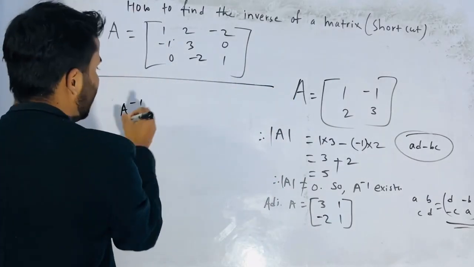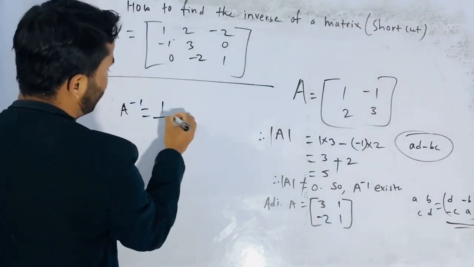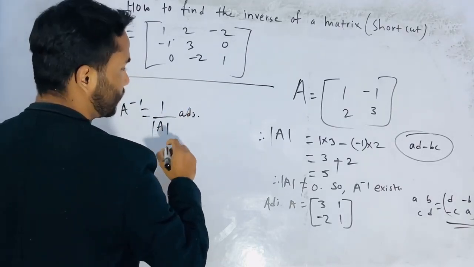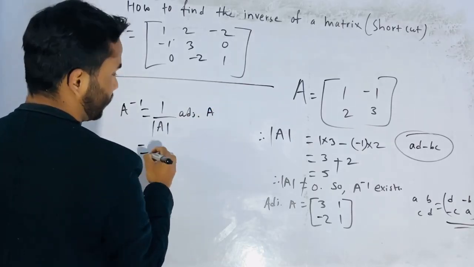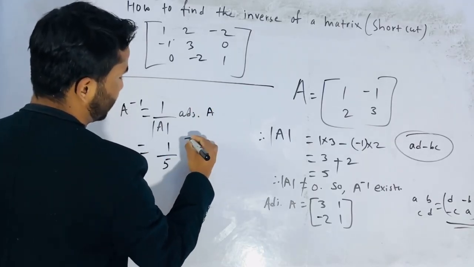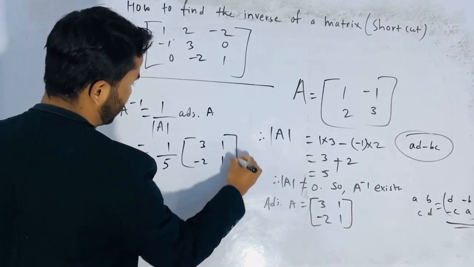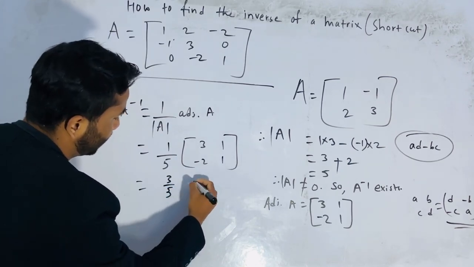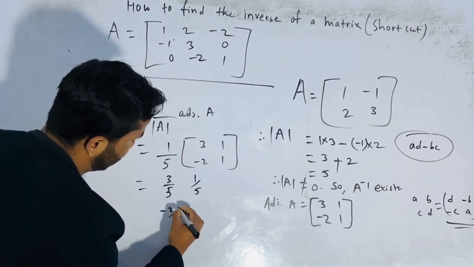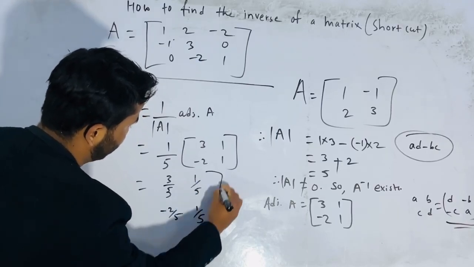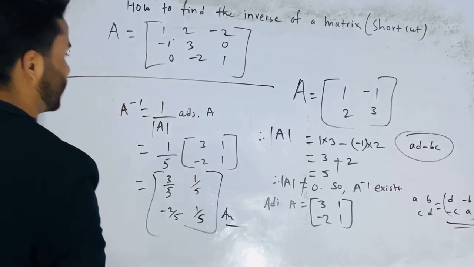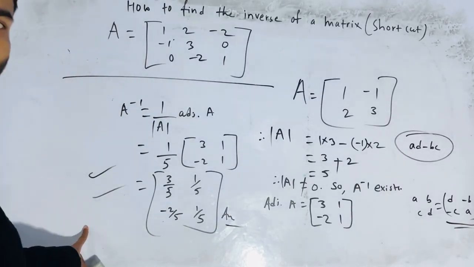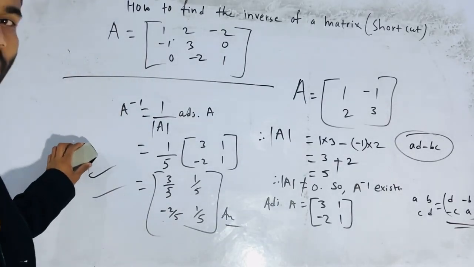So now A inverse equals 1 by determinant of A, then the adjoint matrix. So what do we get here? 1 by 5, and then [3, 1; -2, 1], like this. Now if we solve, what do we get? 3 by 5, then 1 by 5, minus 2 by 5, and then 1 by 5. So this is our answer for the A inverse matrix. If you want, you can write it down in your notebook. I hope you have written it.